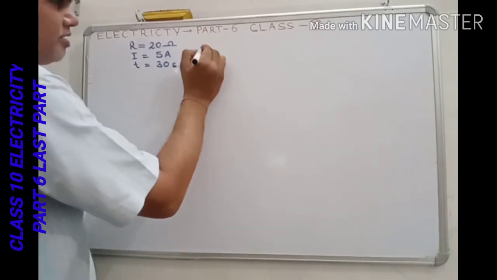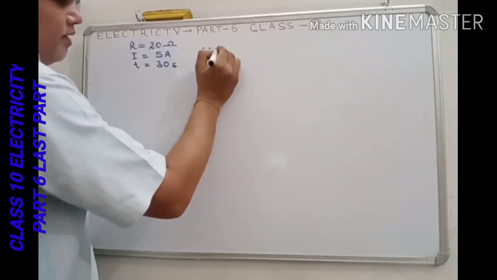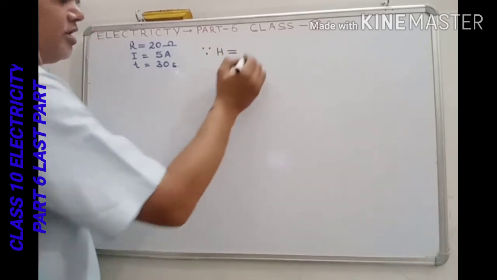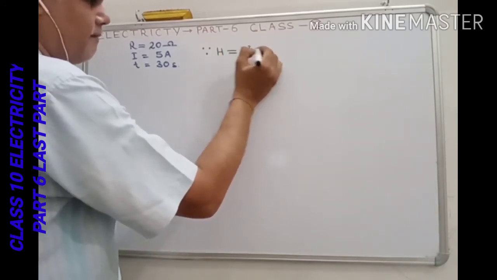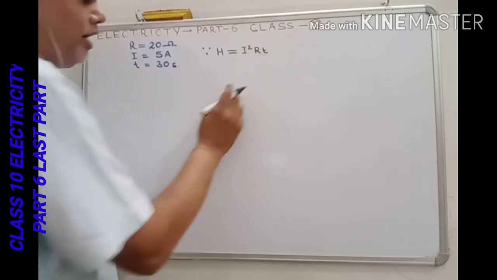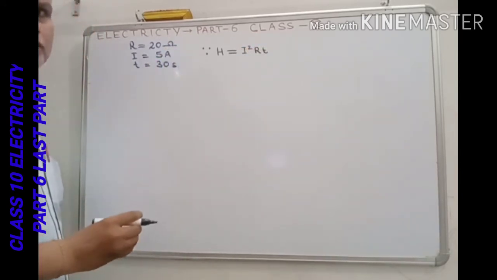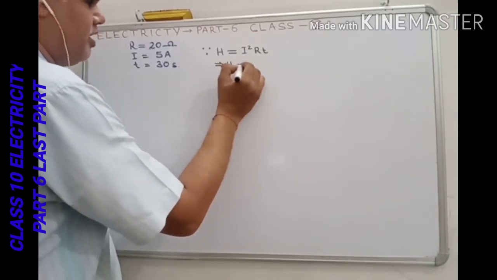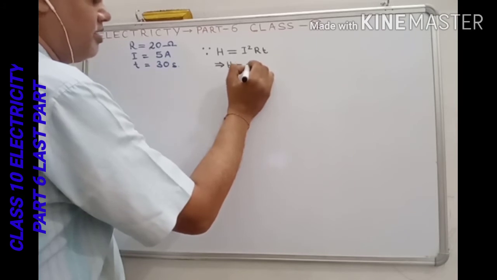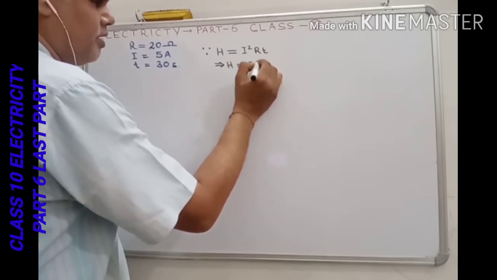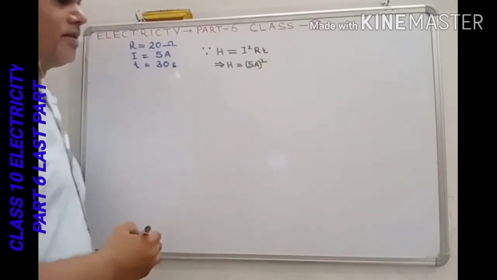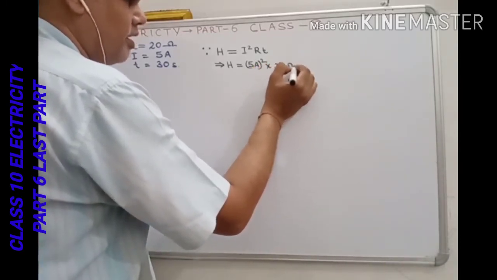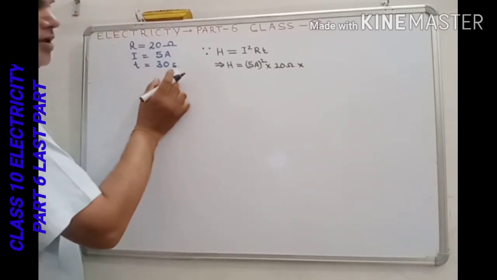According to Joule, the heating effect is equal to I squared R T, and we are given all three values here, so we can very easily put these values in. The current I is 5 ampere, which we square here, the resistance is 20 ohms, and the time is 30 seconds.